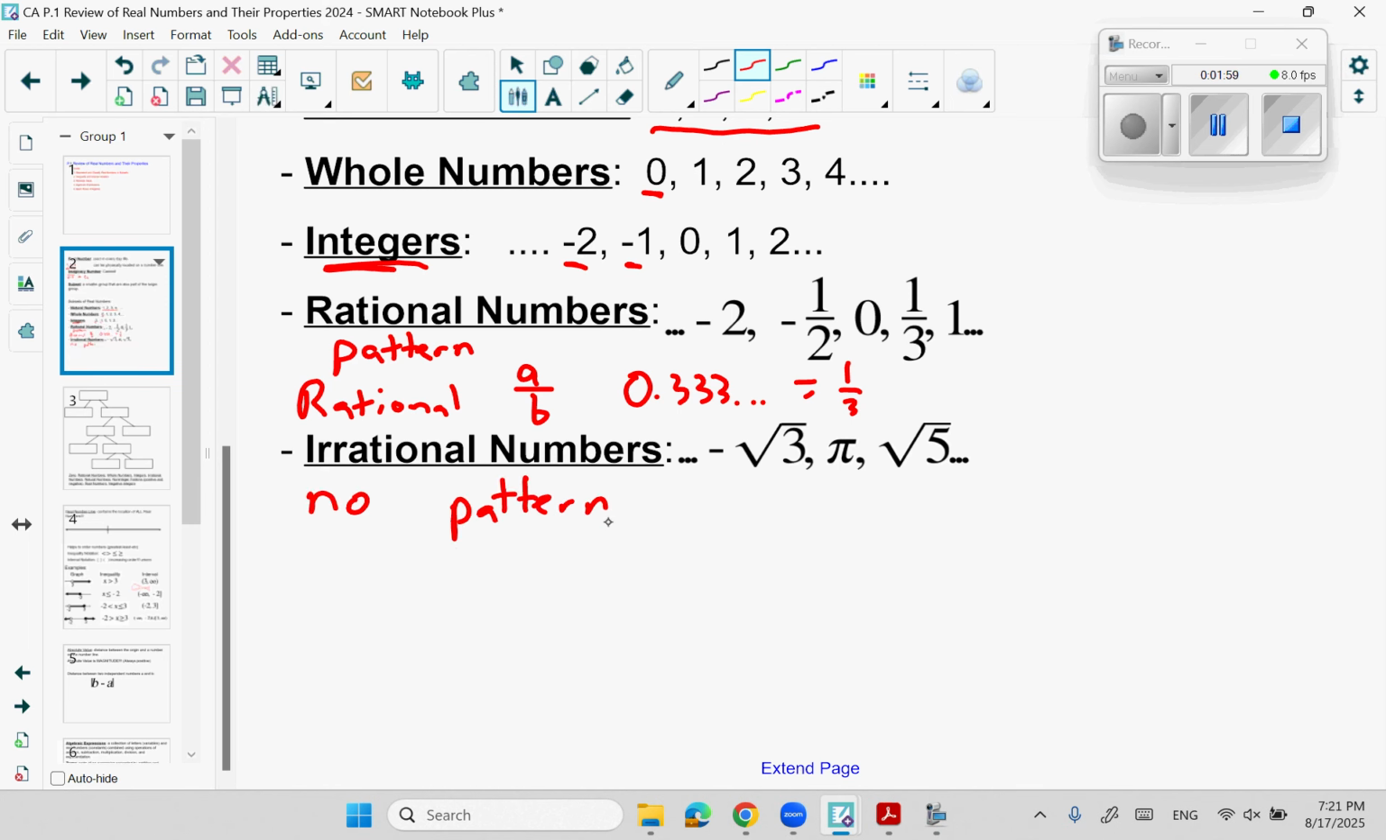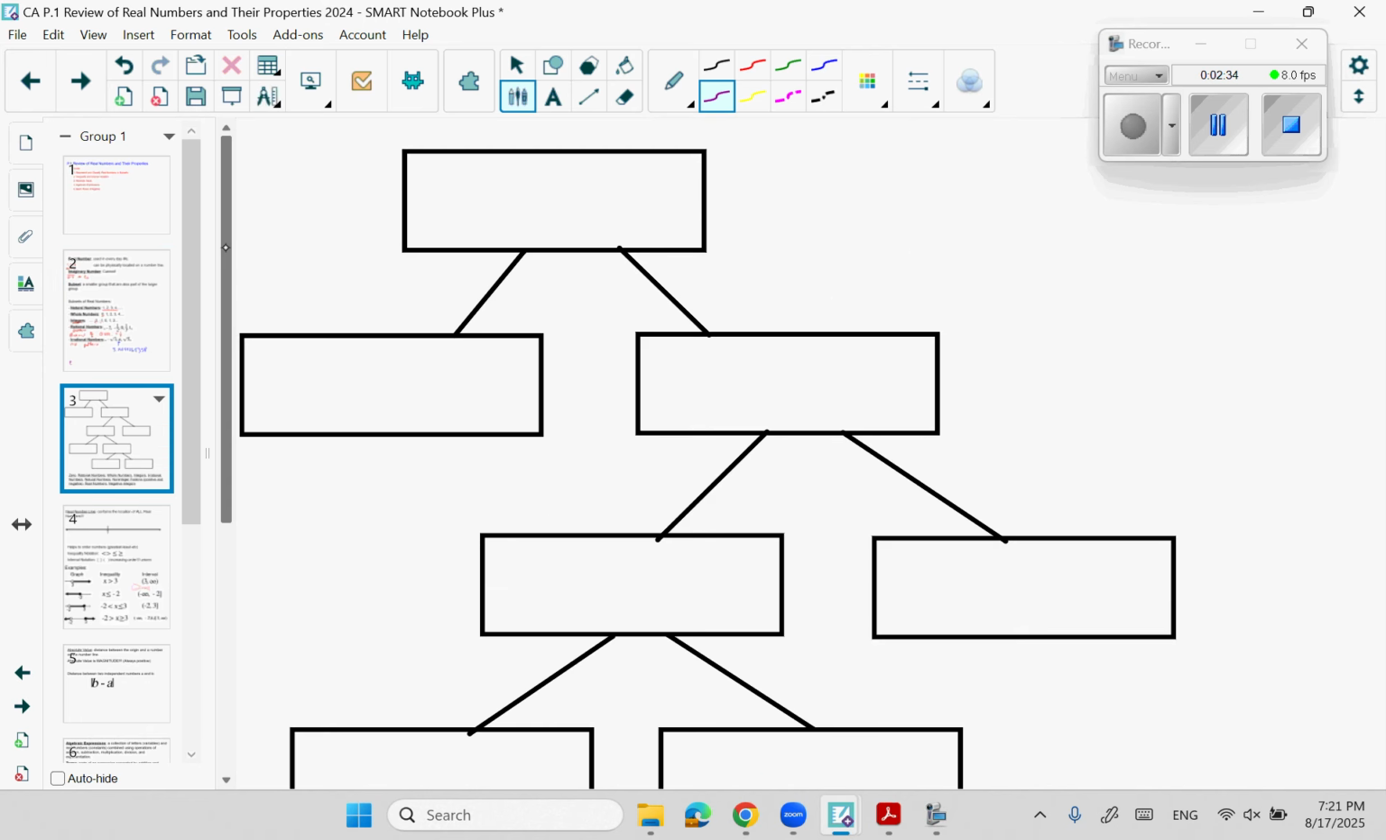A very popular one being, of course, pi. Pi being 3.14159265358, etc. There's no actual pattern there. The numbers continue forever. That's an irrational term. If you remember back in Algebra 2, we talked about the number e. e is the same way. It's an irrational concept. So let's talk about these subsets of numbers.